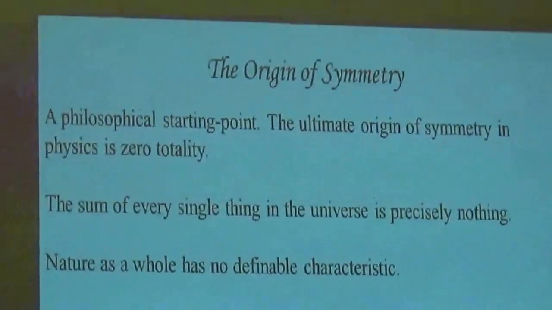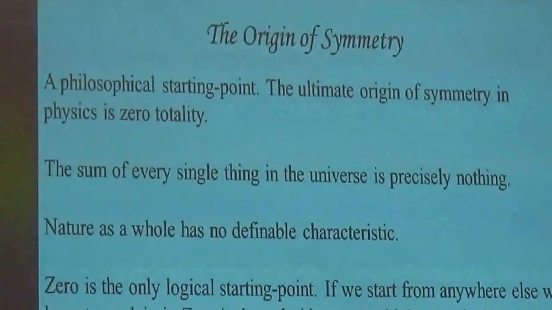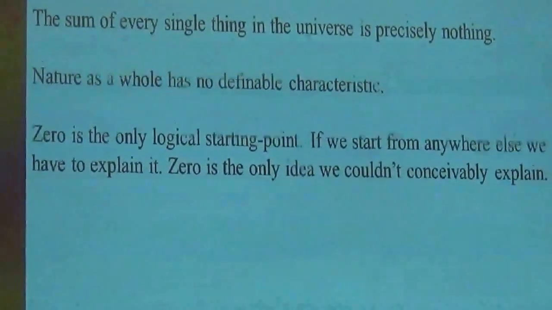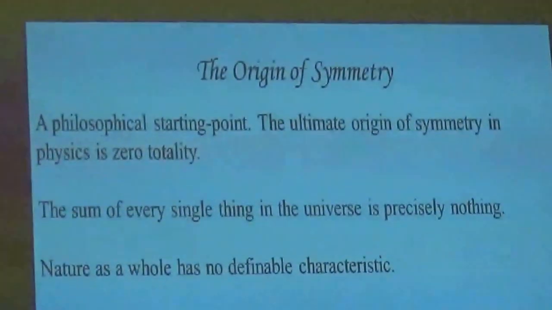My philosophical starting point, as it has been for a very long while, is that the ultimate origin of symmetry in physics is zero totality. That's the whole point of it. The sum of every single thing in the universe is precisely nothing at all. Another way of putting it, and this is the way I always used to put it beforehand, is that nature has no definable characteristics. It isn't discrete, it isn't continuous, it isn't anything that's definable.